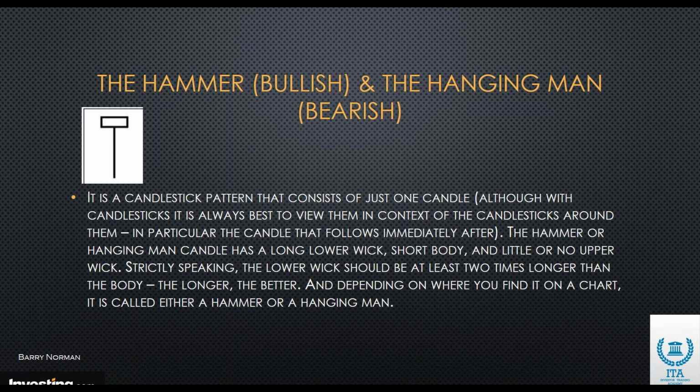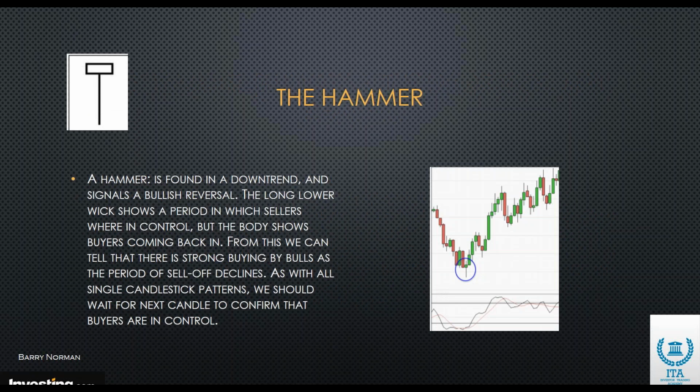So we have the hammer and the hanging man, and these also have small bodies, but they have very long wicks. A hammer looks just like a hammer, and a hanging man is just the opposite, flipped upside down, and looks like somebody hanging. But when they appear on a chart, they are very strong positions. They tell you something very important.